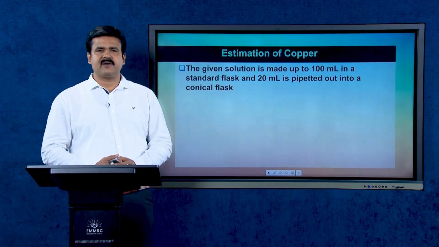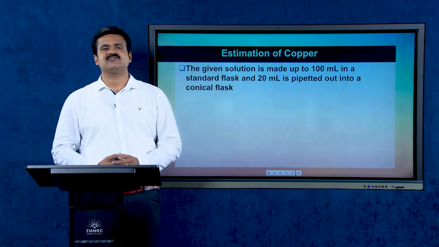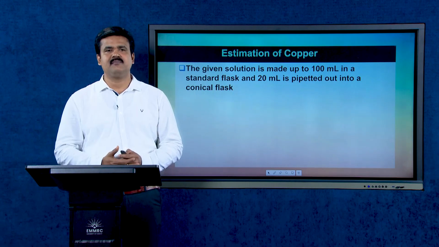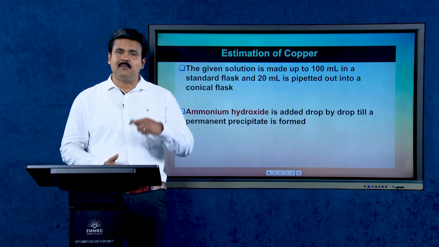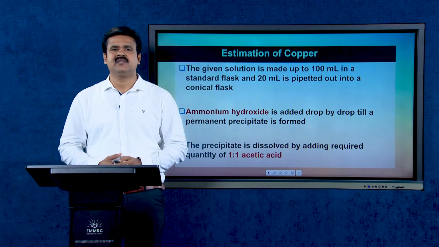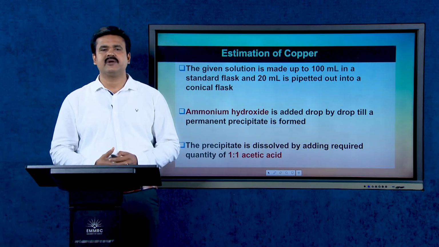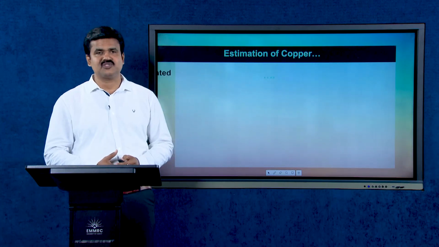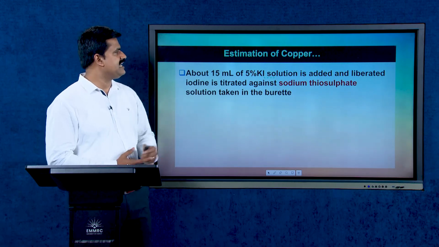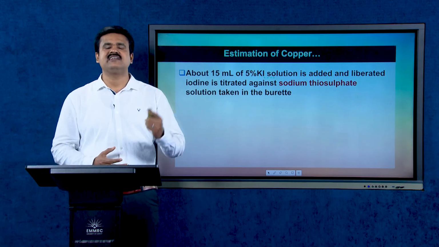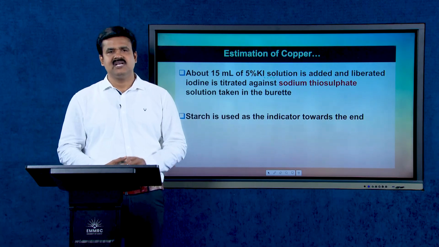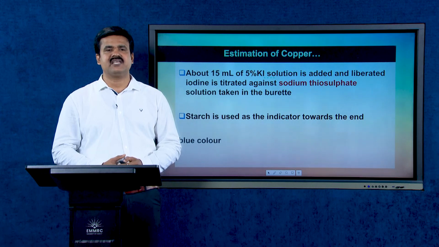Now, the last part of the experiment, that is nothing but estimation of copper. The given copper salt solution, preferably the copper sulfate solution, is made up to 100 ml in a standard flask and 20 ml is pipetted out into a conical flask. Ammonium hydroxide is added drop by drop till a permanent precipitate is obtained. The precipitate is redissolved by adding the required quantity of 1:1 acetic acid solution. About 15 ml of 5% potassium iodide is now added and the liberated iodine is titrated against sodium thiosulfate solution taken in the burette. Starch is used as the indicator towards the end point.